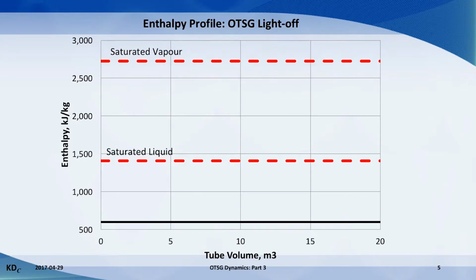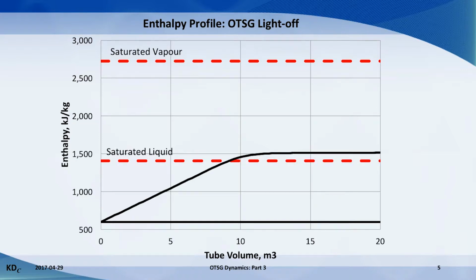Water enters the OTSG at 600 kilojoules per kilo, about 150 degrees. At light-off, heat is added uniformly along the tube volume. The outlet enthalpy, or temperature, increases at a steady rate. There is about 10 cubic meters of tube volume that is nearly at the boiling point. Any additional heat will cause uniform expansion along the entire volume of the radiant section.